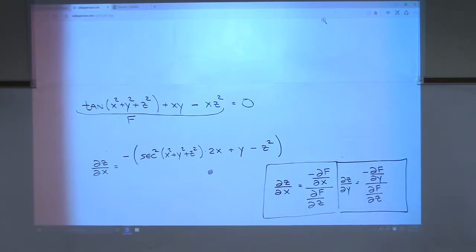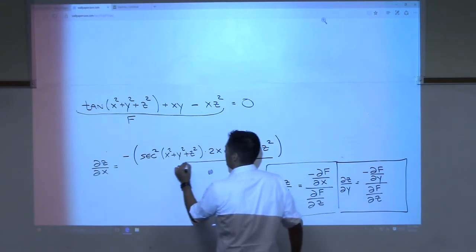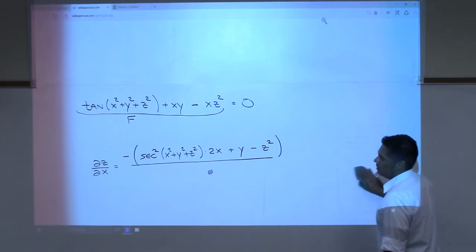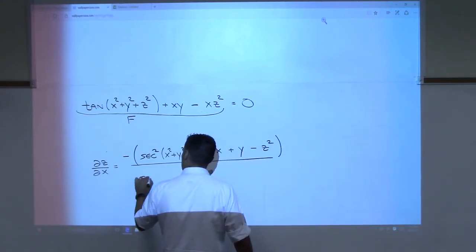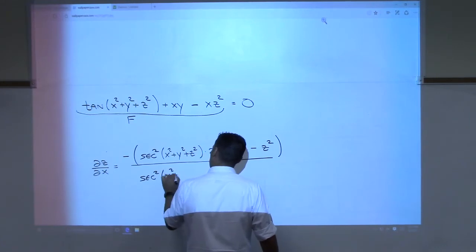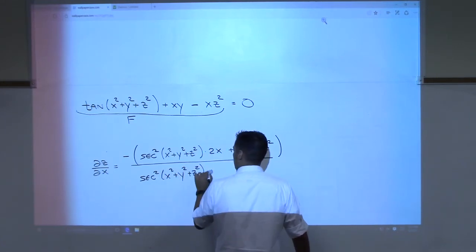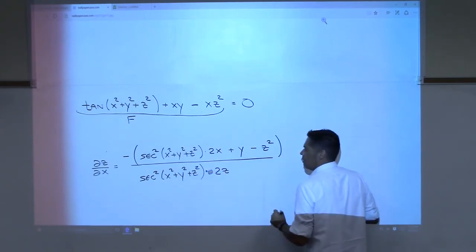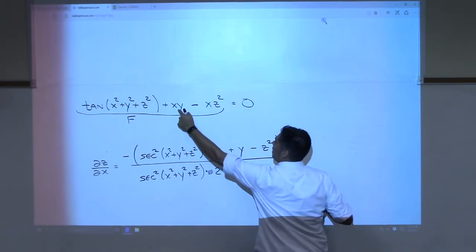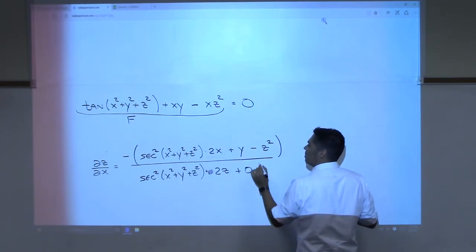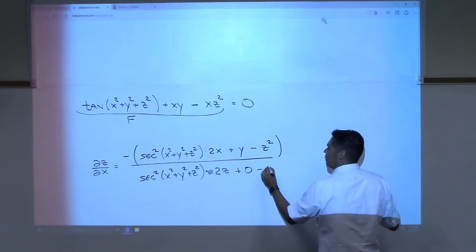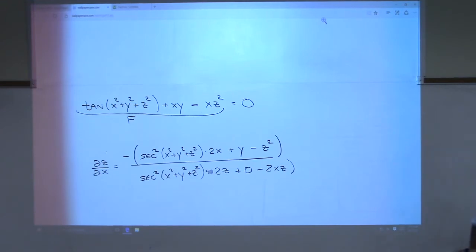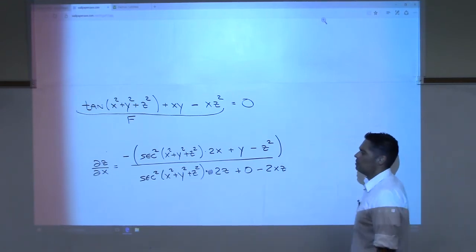All of that over the partial of that with respect to z. And when I do the partial of that with respect to z, I get secant squared again, x squared plus y squared plus z squared, but then times the derivative of the inside with respect to z, so 2z, plus 0 for this, right? And then minus the derivative of this with respect to z, 2xz. So it's just the power rule on z squared, and I don't need the parentheses. And that would be it.